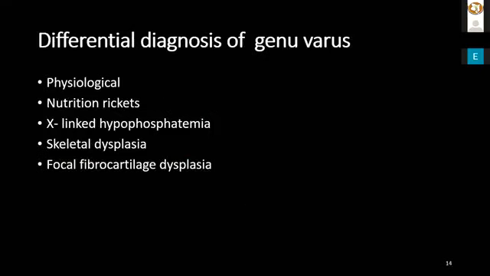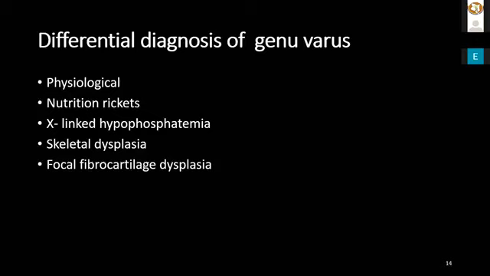After your physical examination, we lead ourselves to the differential diagnosis. First and foremost is physiological varus deformity, which improves with time. Nutritional rickets is there, but other physical signs will be noticeable in these children. X-linked hypophosphatemia will present with bowing. Skeletal dysplasia may also present with bilateral bowing, but the asymmetry of skeletal development will suggest otherwise.